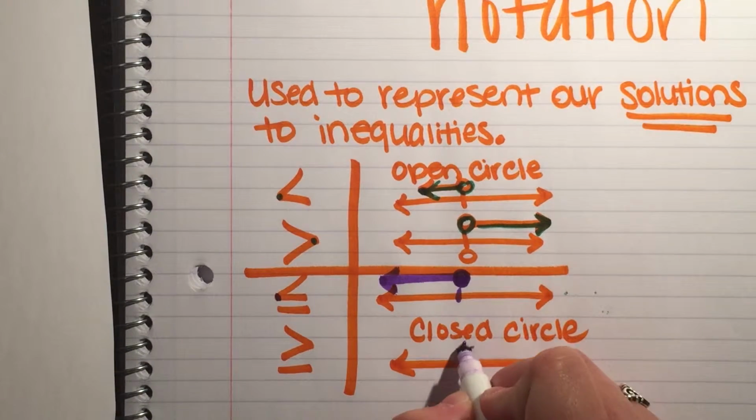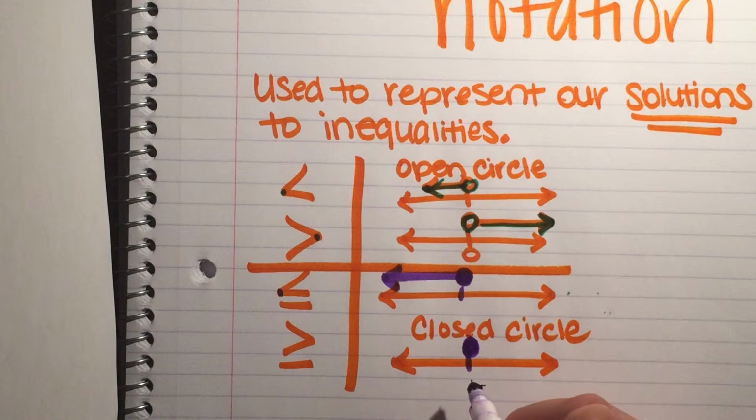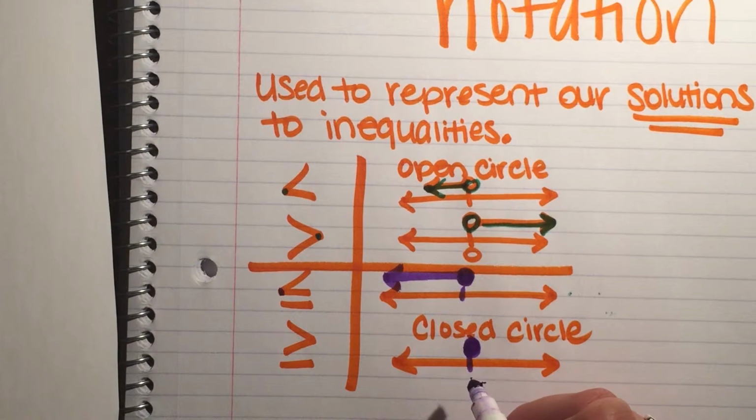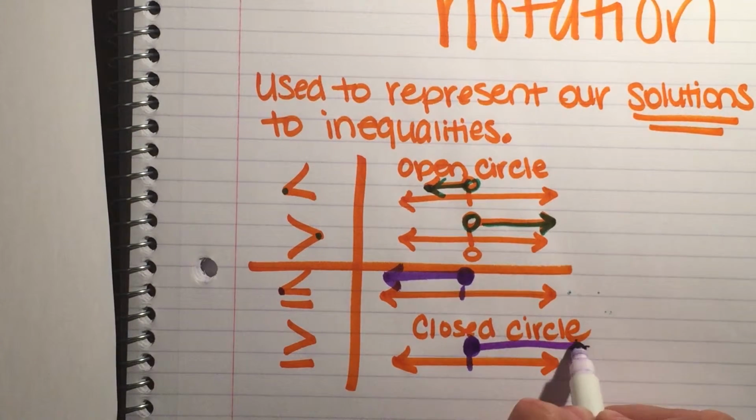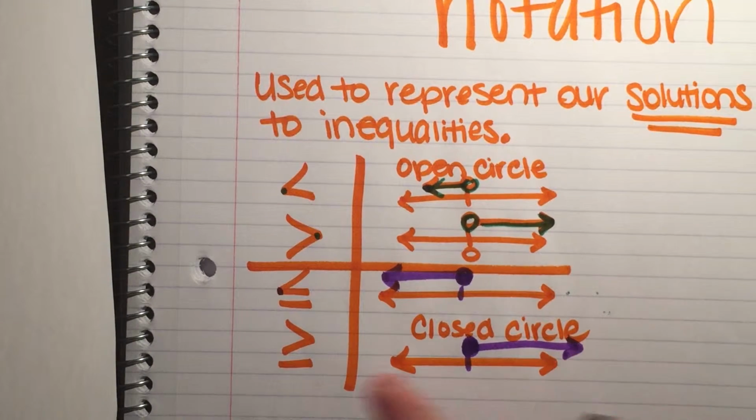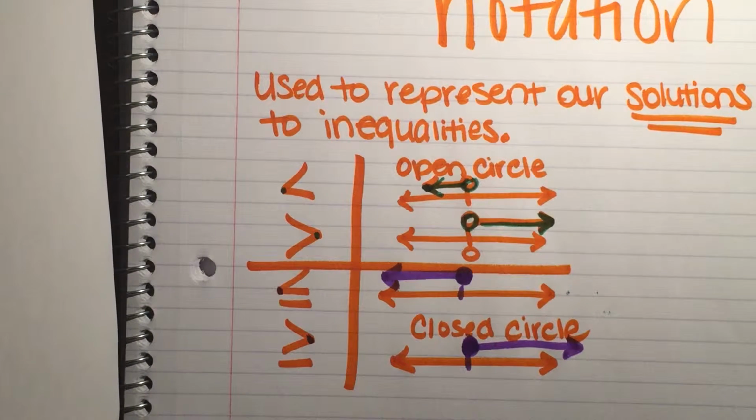On the other hand, greater than or equal to, that means that whatever number we have can be a solution, and we're going to point it right. So our point faces the same way when we graph.